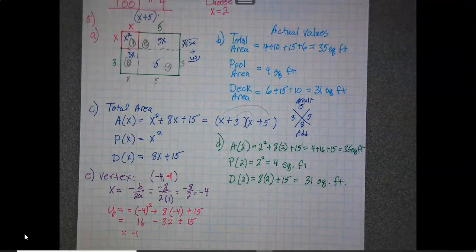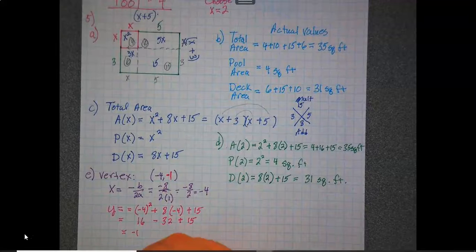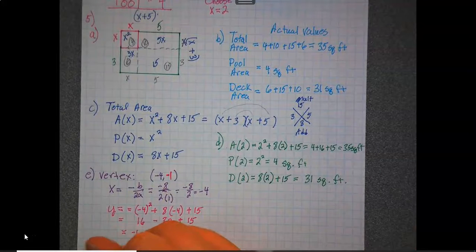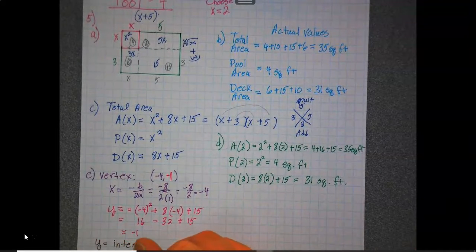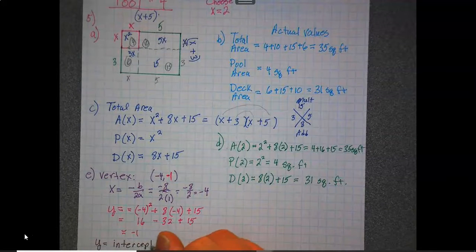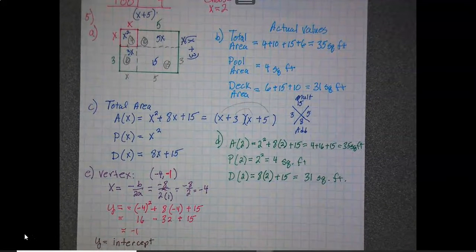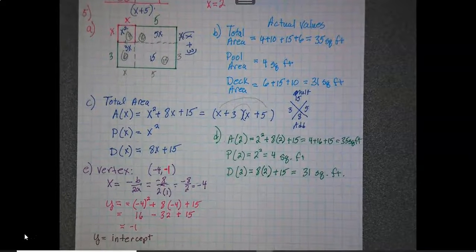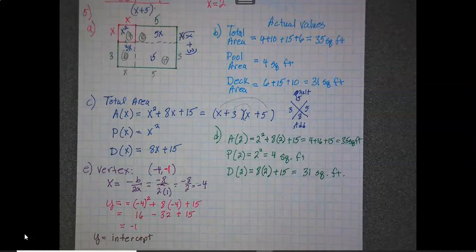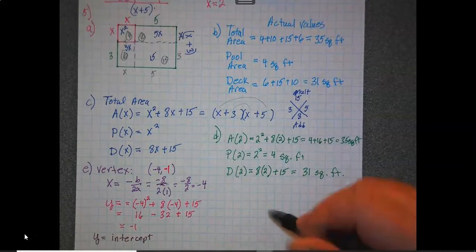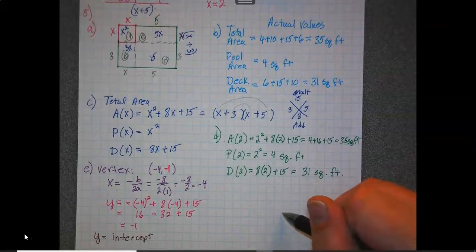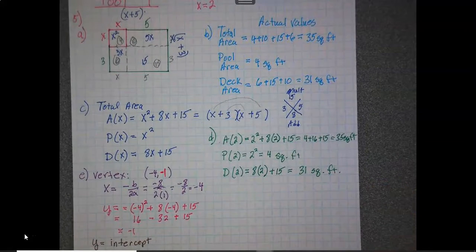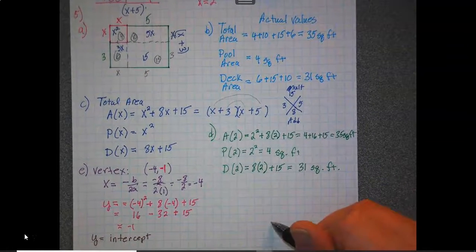All right, let's see, what else? Y-intercept. Y-intercept, what does that mean? Yes, where it crosses the y-axis. So if I'm looking at a graph, let me just put a graph here. I think we have to graph this anyway, don't we? Yeah, we have to graph this anyway.